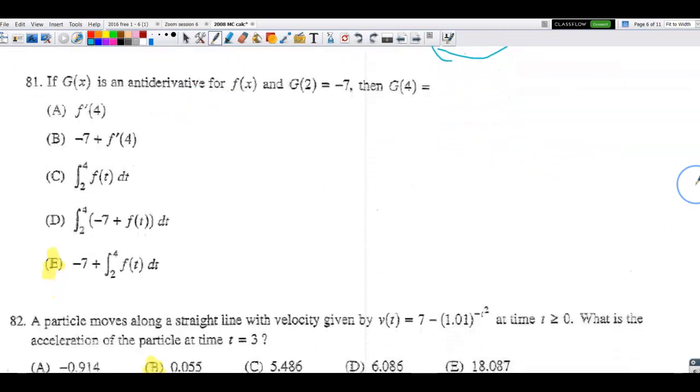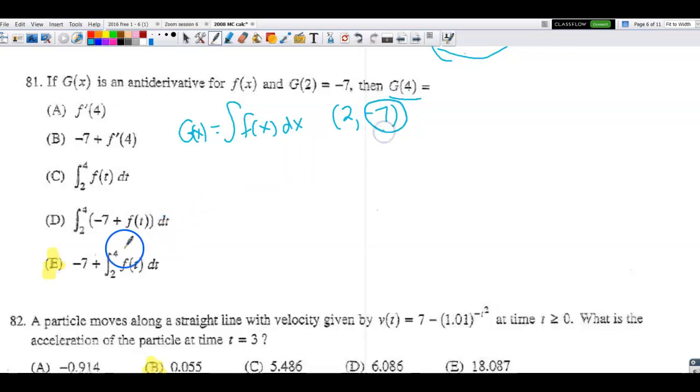81 says g is an antiderivative for f, meaning that if we find the antiderivative of f of x dx, we get g of x. They're giving me an initial condition of x is 2, -7, and they want me to find g of 4. So this is just an initial condition problem that says begin with the amount of area that you've already accumulated, which is -7, which we see here. And then we're going to accumulate the area starting at 2, stopping at 4, which is E. Basic problem, net accumulation.